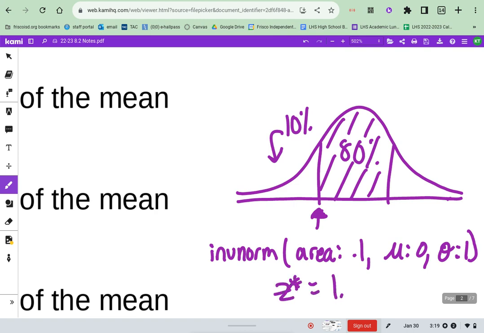So you guys try the next 3, and then we'll check them together in a second. Oh, I should have mentioned, we always take the absolute value. I know it's like negative 1.28, but just take the absolute value, and that's how we get positive 1.28.